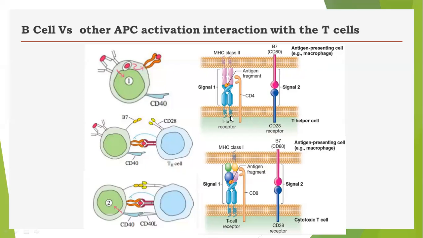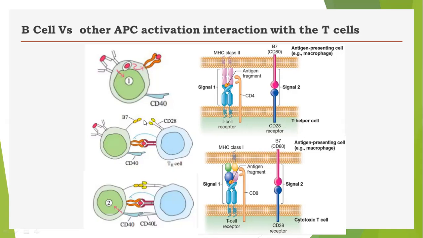Okay? And here, in terms of activation of the T cell, we have signal 1 being initiated by the binding of MHC class molecules to the T cell receptor. And signal 2 is being initiated by the binding of the B7 and the CD28 receptor on the T cell. And this is the same as on the CD8.